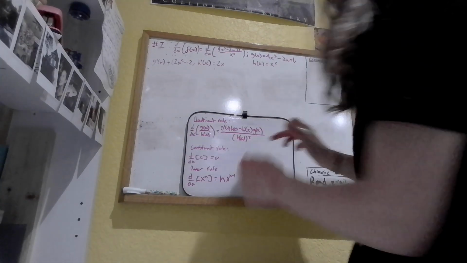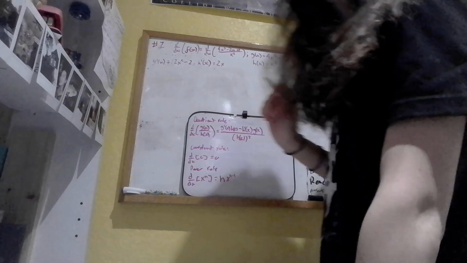Now we can plug it all into the quotient rule equation. So it will be 12x squared minus 2 multiplied by x squared minus 2x multiplied by 4x cubed minus 2x plus 1 all over h of x squared, which will be x to the power 4.